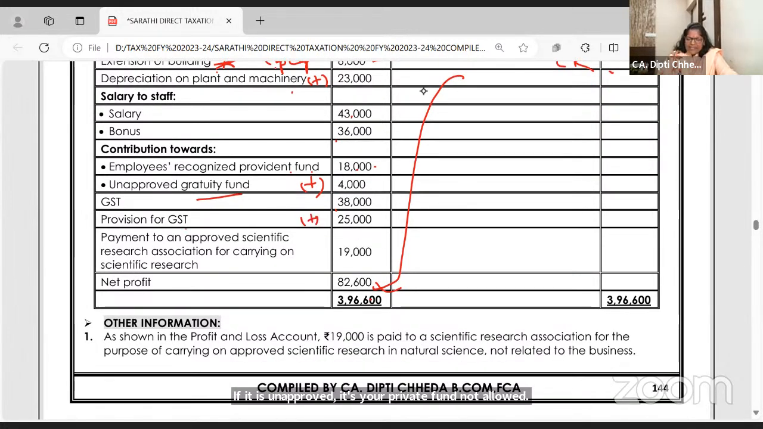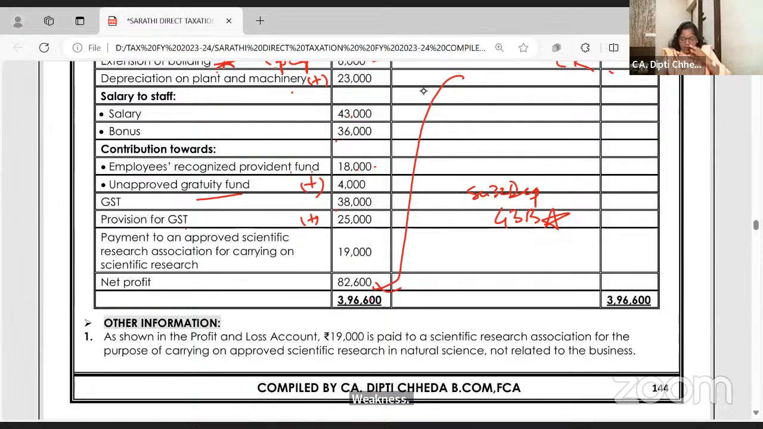Provision for GST. Provision for GST is some GST which is due but not paid. If it is paid before due date of filing the return, see, 43B is very important for exam. Section 32, depreciation. So, if you feel this is your weakness, study it separately.